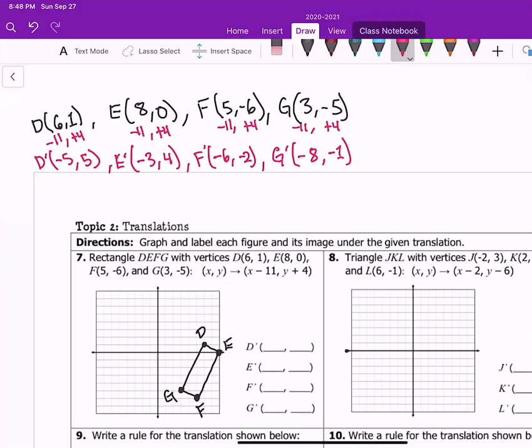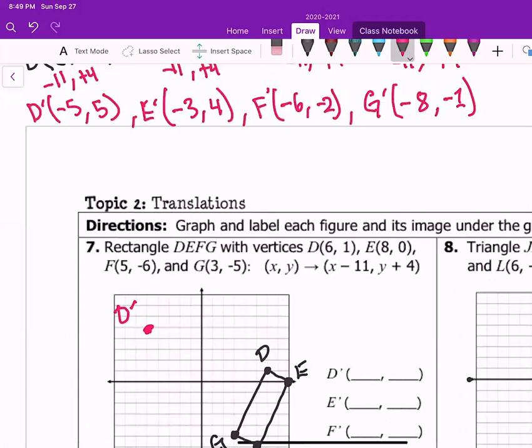So you count. Negative 5 goes to the left: 1, 2, 3, 4, 5. And then up 5: 1, 2, 3, 4, 5. This is where I'm at. So this is going to be my D prime. Hopefully it doesn't get in the way. D prime. And now I could probably zoom in here a little bit more.